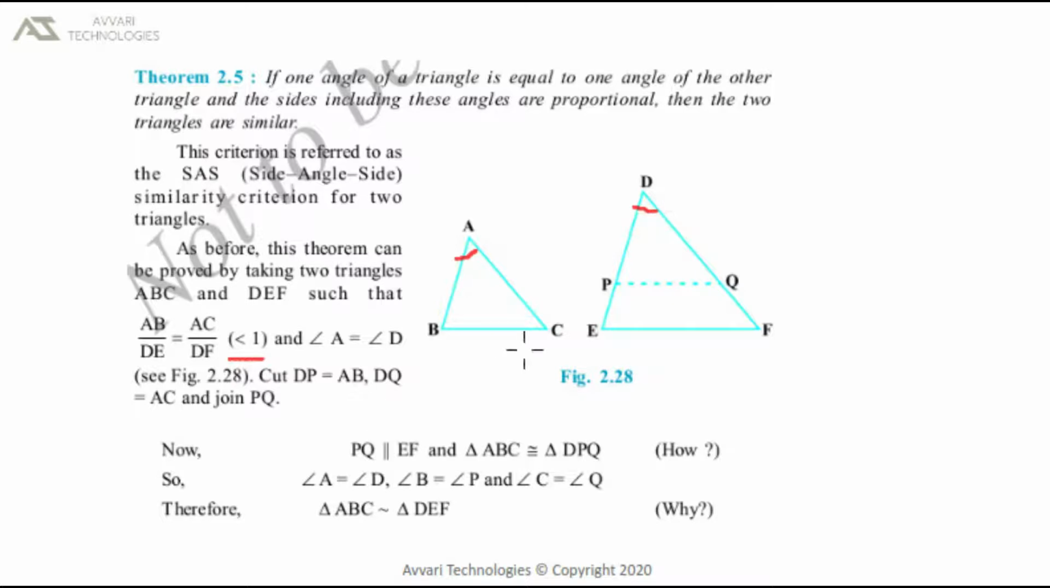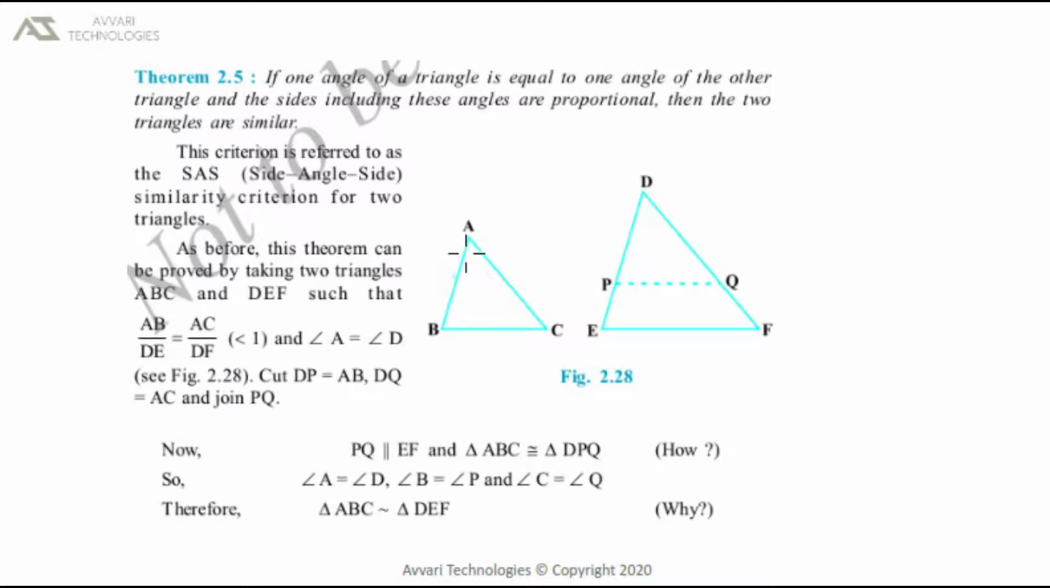Now we will cut the second triangle such that DP is equal to AB and DQ is equal to the length of side AC, and PQ is parallel to EF since they share the common angle, and triangle ABC is congruent to triangle DPQ. We've already seen this in the previous theorem.